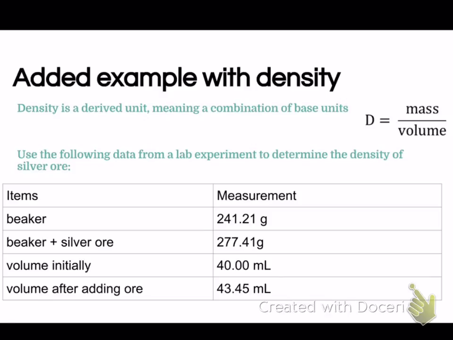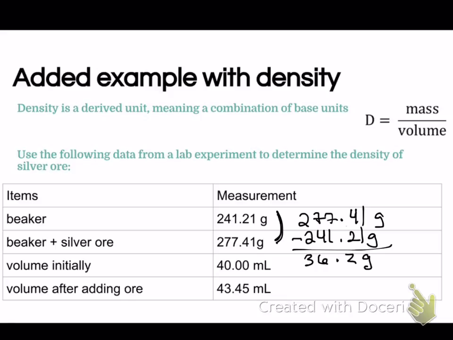Okay, so sometimes they like to throw in these density problems like this. This is actual lab data. So basically we took a beaker and weighed it, and then we added some silver to that beaker. And so to figure out the mass of silver, I have to subtract these two things. So we're going to go 277.41 minus 241.21. These are all grams. So you get 36.2 grams of silver.